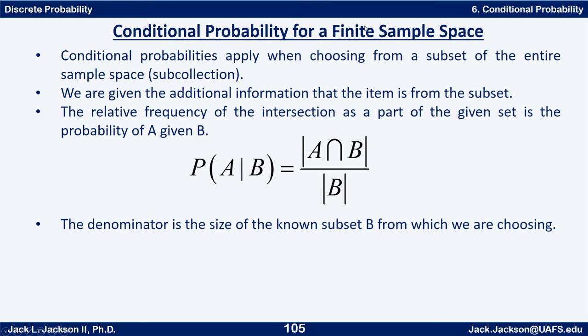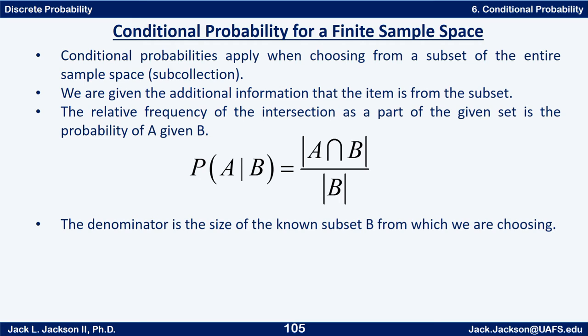But then conditional probabilities, at least for a finite sample space, apply when we're choosing from a subset of the entire sample space. In other words, we're choosing from some sub-collection, or equivalently, we're given some additional information. Not that we're choosing just from anything, but we know some information. And when we do that, that modifies our probability.